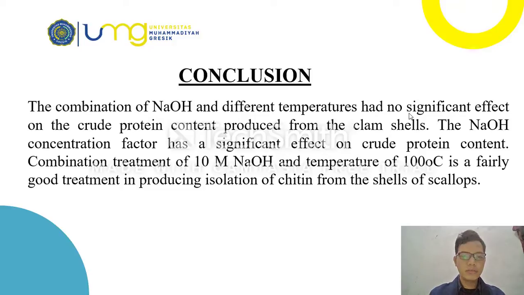In conclusion, the combination of sodium hydroxide and different temperatures had no significant effect on the crude protein content produced from the scallop shells. The sodium hydroxide concentration factor has a significant effect on the crude protein content. The combination treatment of 10 molar sodium hydroxide and a temperature of 100 degrees Celsius is a fairly good treatment in producing isolation of chitin from the shells of scallop.